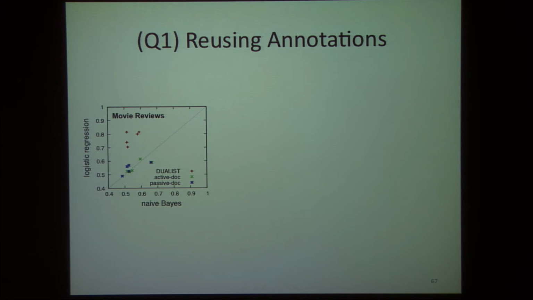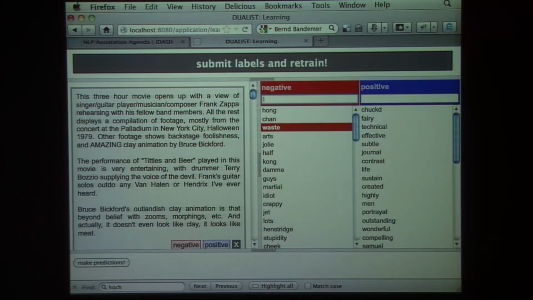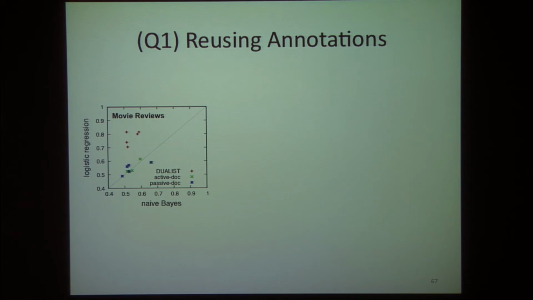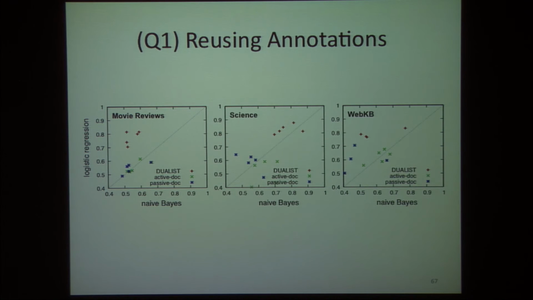So in the active and passive document-only conditions, so again, this is only annotating documents and not annotating any features, there doesn't seem to be a whole lot of difference in this particular data set. However, under DUALIST, where we're actually getting feature labels as well, the logistic regression classifier is much more accurate. And we see this pattern on the other two data sets as well. There's only one user for whom this post hoc retraining of logistic regression seemed to hurt things.